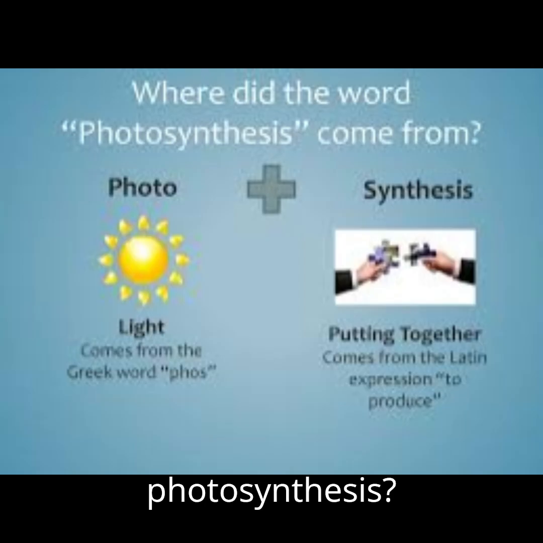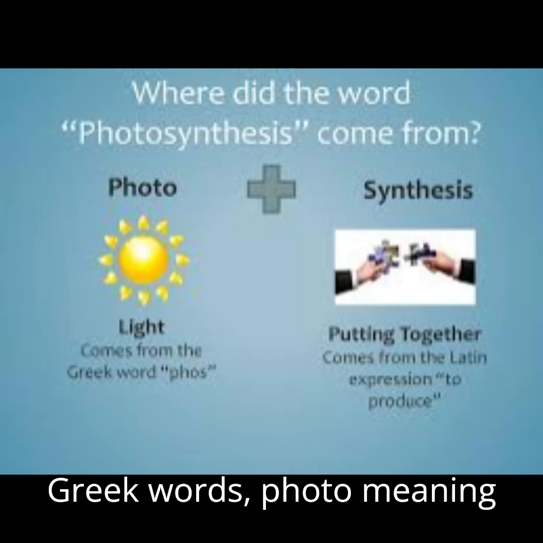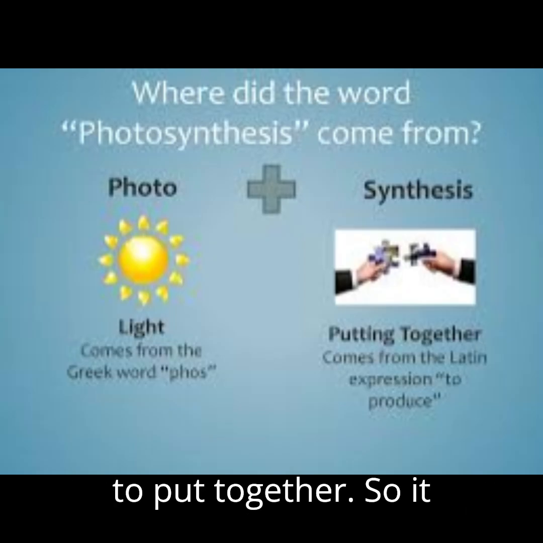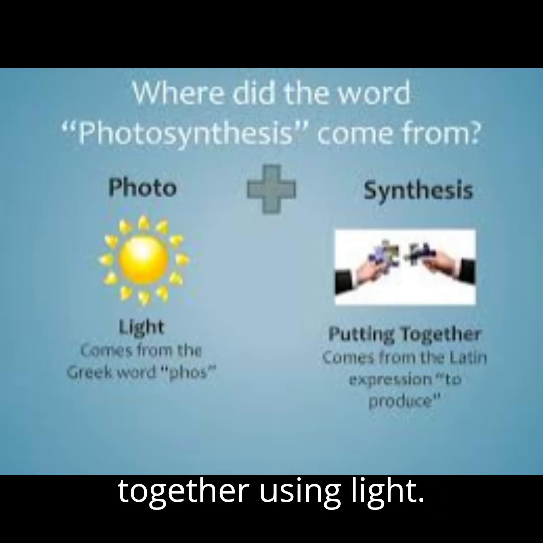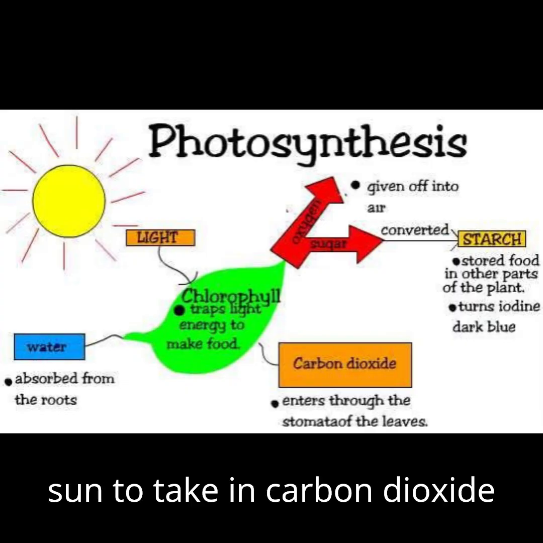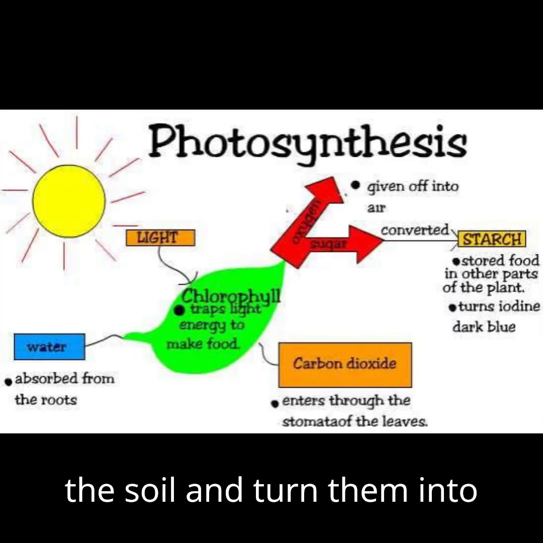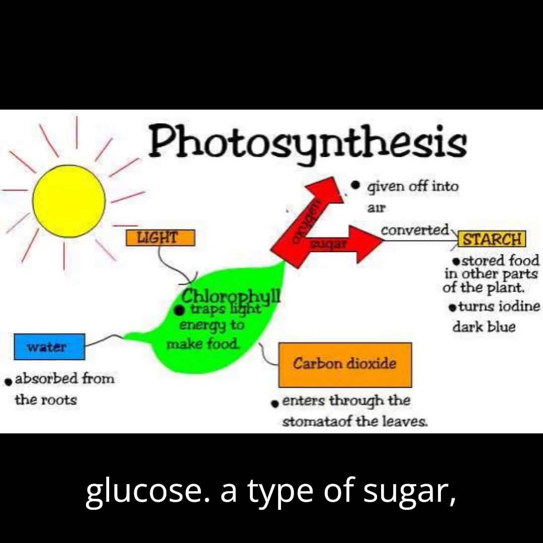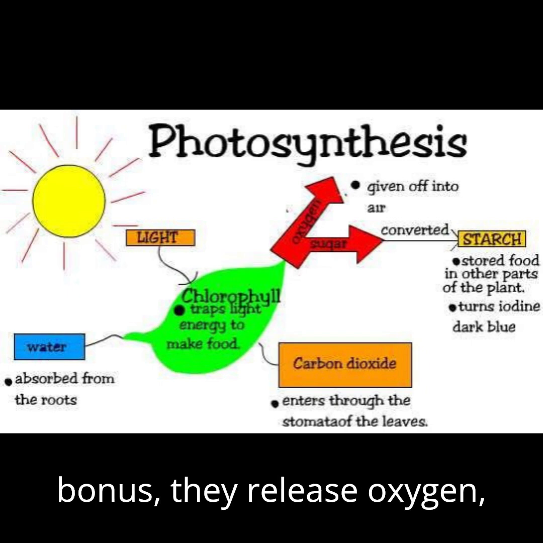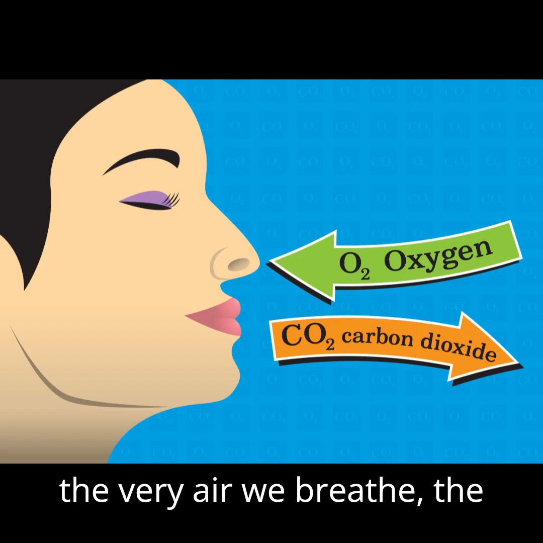What is photosynthesis? Photosynthesis comes from two Greek words, photo meaning light, and synthesis meaning to put together. So it literally means putting together using light. Plants use energy from the sun to take in carbon dioxide from the air and water from the soil, and turn them into glucose, a type of sugar, which is their food. And as a bonus, they release oxygen, the very air we breathe.